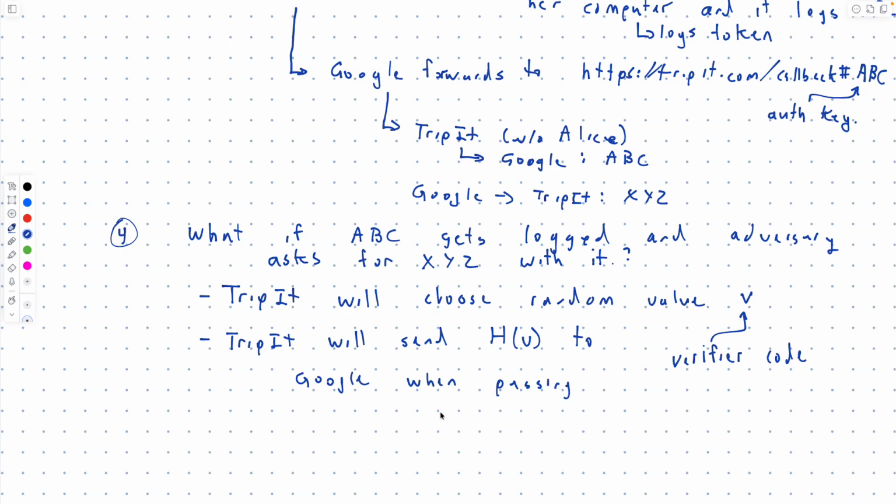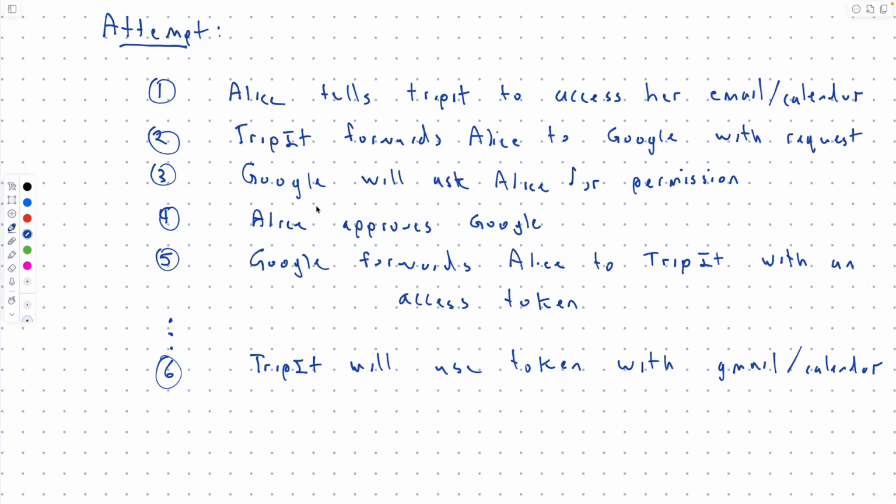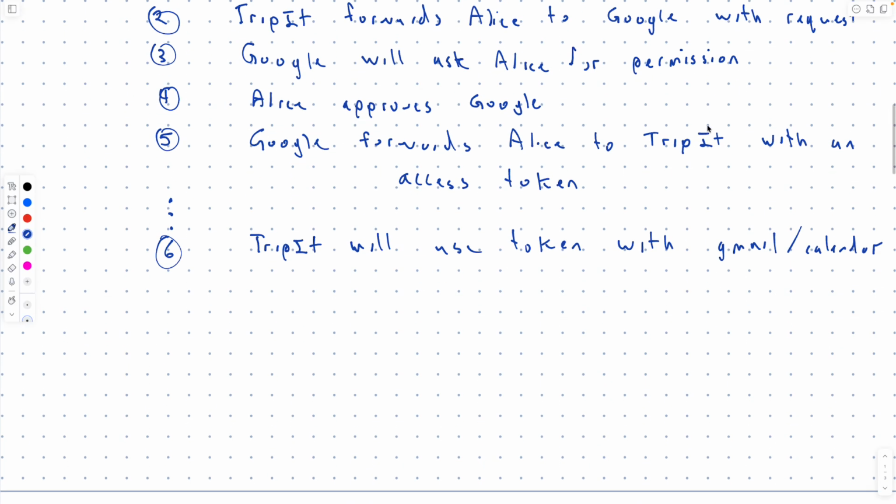So I'm going to draw out the whole protocol so you'll see where it is later. And then I'll just remind you of the attempt that we went through. So TripIt forwards Alice to Google with the request. So this is at that stage. What it's going to do is say, here's a hash of a value. Google will ask Alice for permission. Alice will approve it.